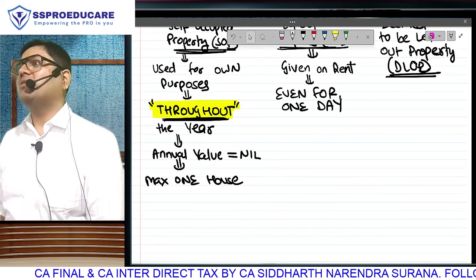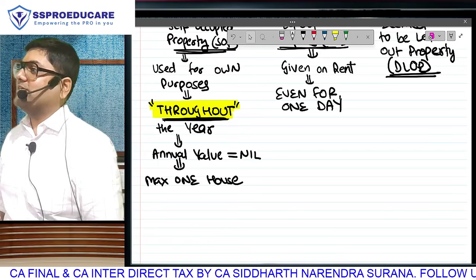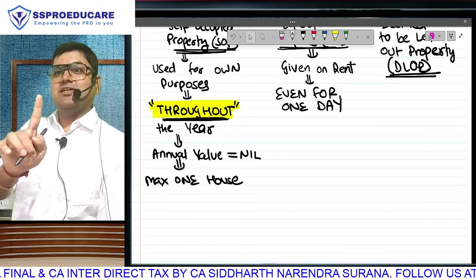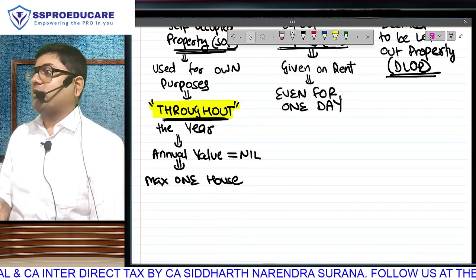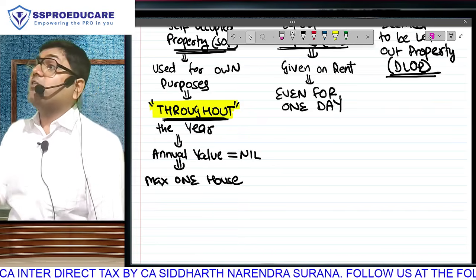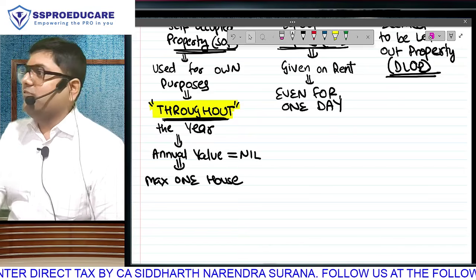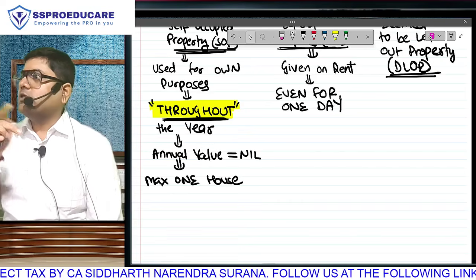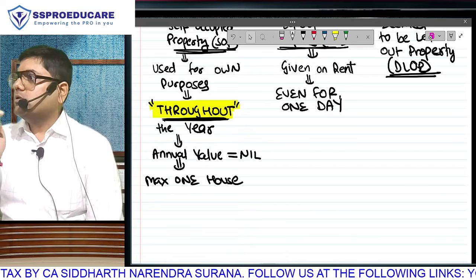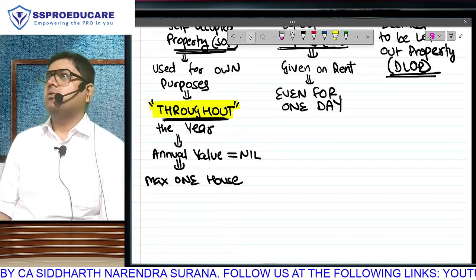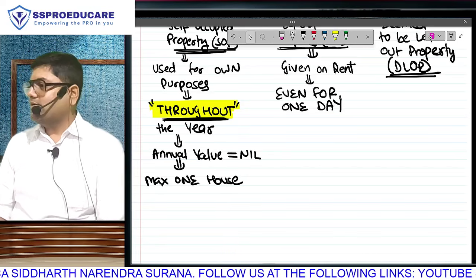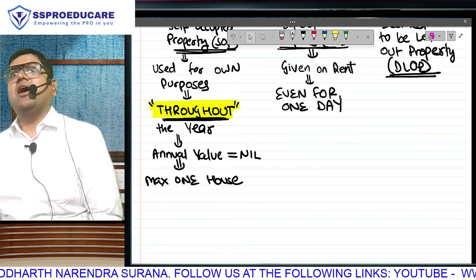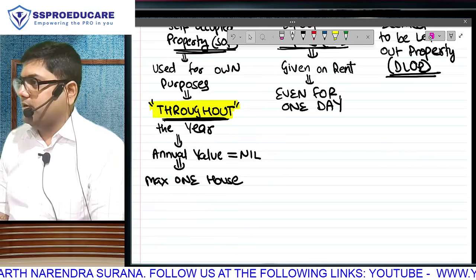I will be the deemed owner. Matlab both houses will be considered mine. Only one will be treated as SOP. The other will be deemed to be let out. Deemed to be let out ka meaning is what? Whether you give on rent or you don't give on rent, we will take tax. And एक बात समझो that actual rent is zero. So market rent only will become annual value. Do you understand? So traditionally only one house's annual value was allowed to be zero.